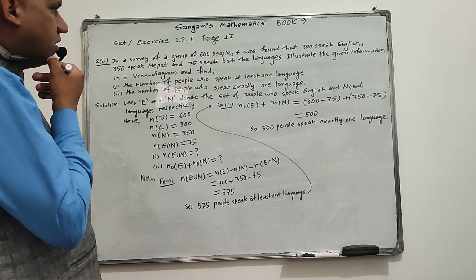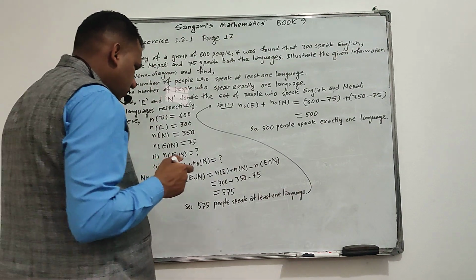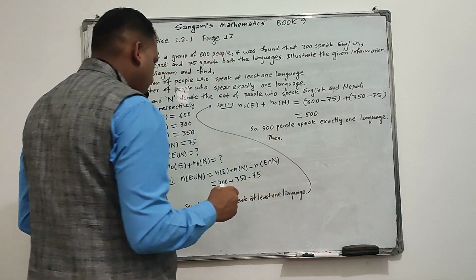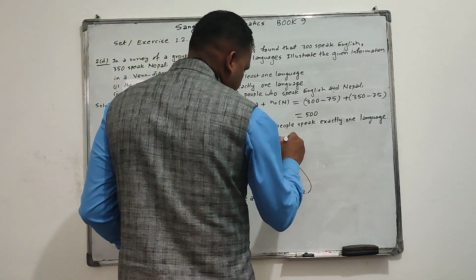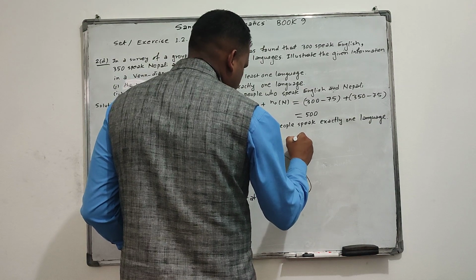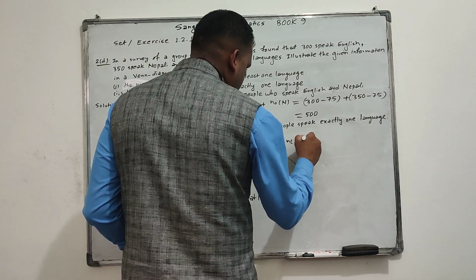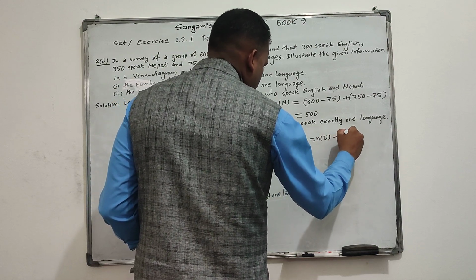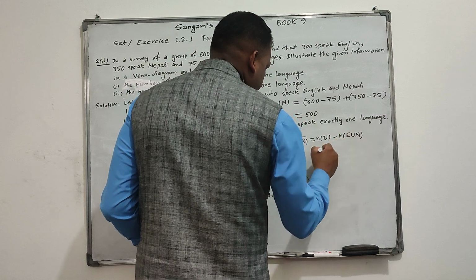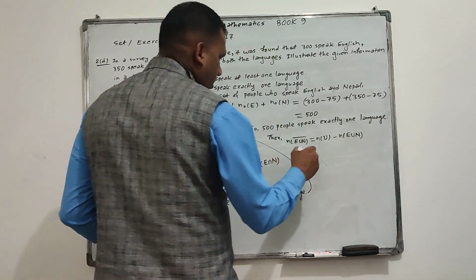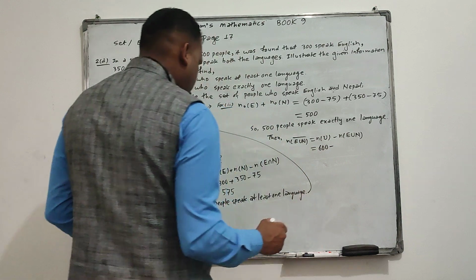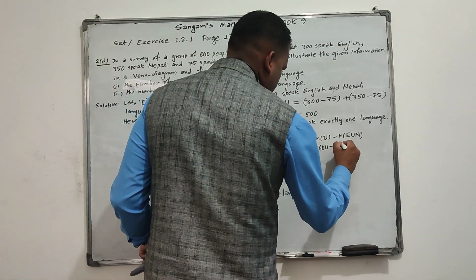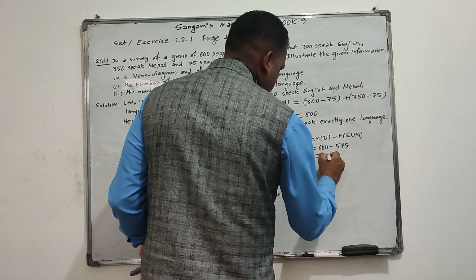Again, we have to represent it in a Venn diagram. To represent the Venn diagram, we need the complement part. Number of E union N whole complement equals number of U minus number of E union N, equals 600 minus 575, equals 25.